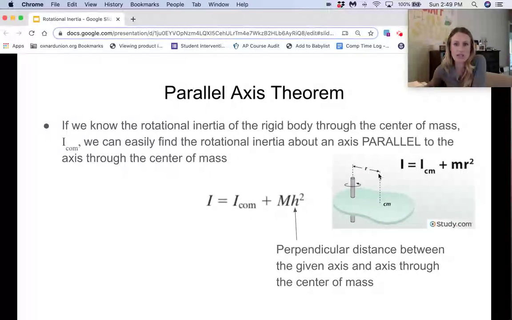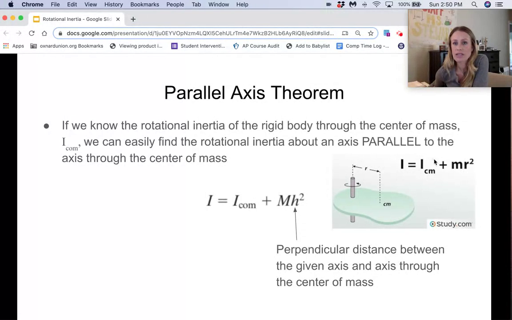Here, instead of h, they use little r, which is kind of confusing because sometimes r we also have as radius, which is why I didn't really like this picture specifically, but this is the best picture I could find online. So this is what you get. So right here is our axis through the center of mass, so our rotational inertia through the center of mass. And then this is our new axis of rotation, and that thing is rotating around like this. So this r is our perpendicular distance, it's parallel from this axis of rotation to this axis of rotation, okay?